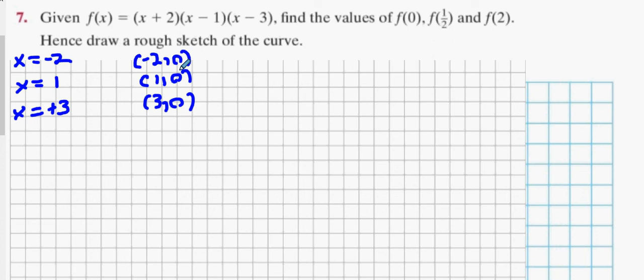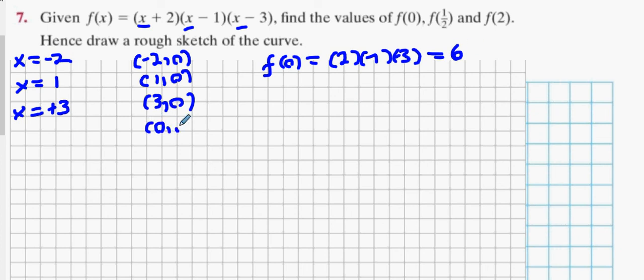Next thing I'm going to do is find out what f0 is. So how do you find out what f0 is? What happens when you replace all x's with zeros? What happens? 2 times minus 1 times 3, which is? Yeah. 2 minuses. So plus 6. What point is that then? 0, 6.